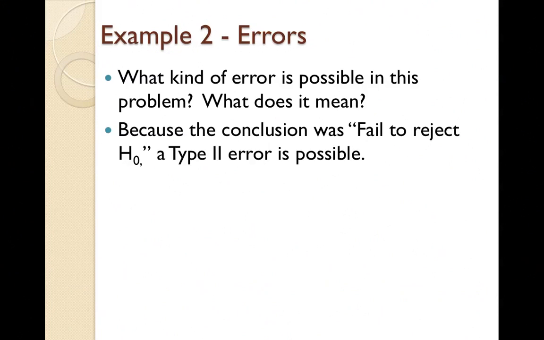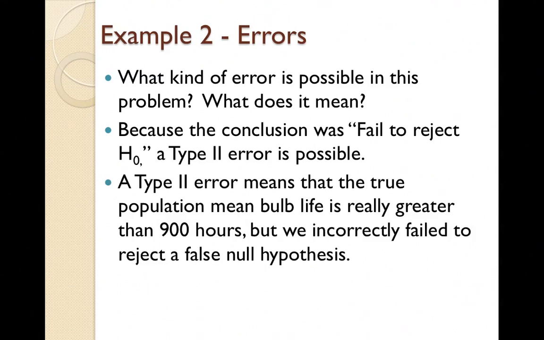Okay, so when you make the conclusion fail to reject H0, the type 2 error is what's possible, and what it means in the context of this problem is that the true population mean bulb life is really greater than 900 hours, but we incorrectly failed to reject a false null hypothesis. Okay, the null hypothesis stated that mu equals 900. It's false because mu is really greater than 900. But we failed to reject it. That's a type 2 error.